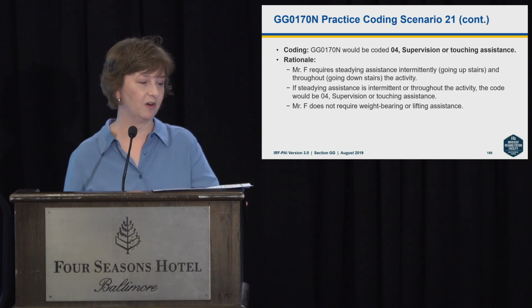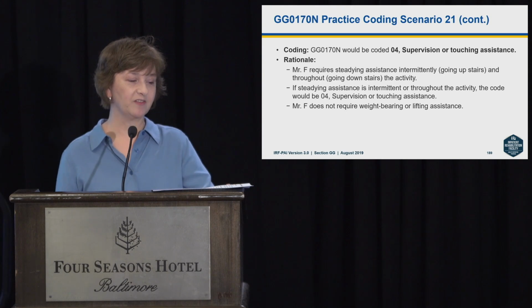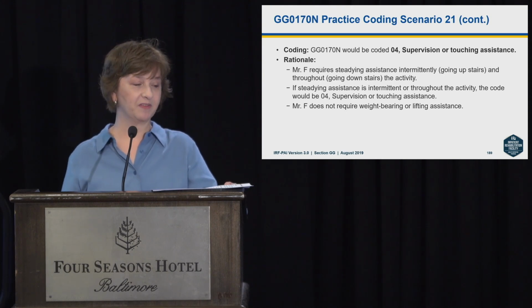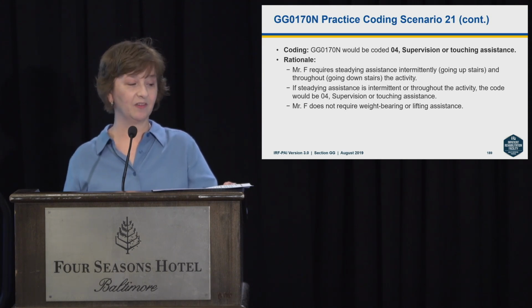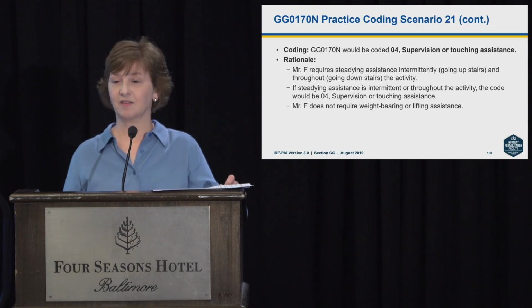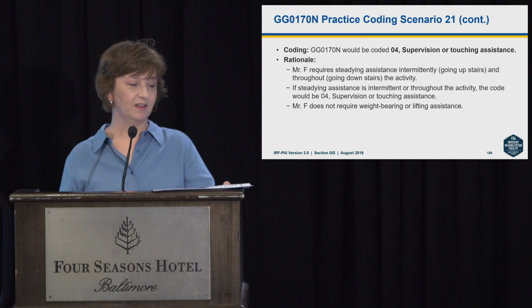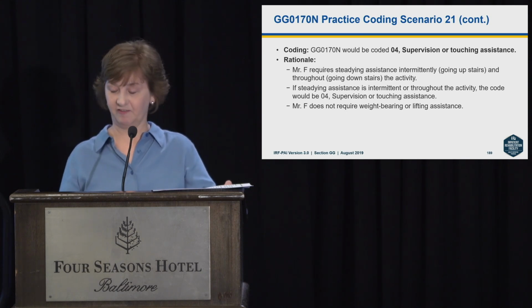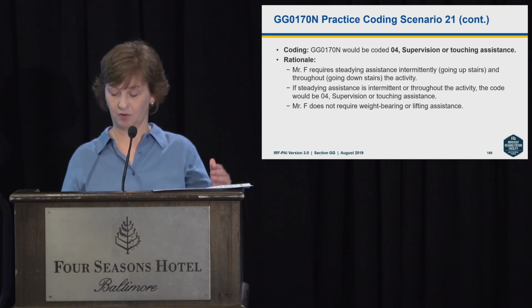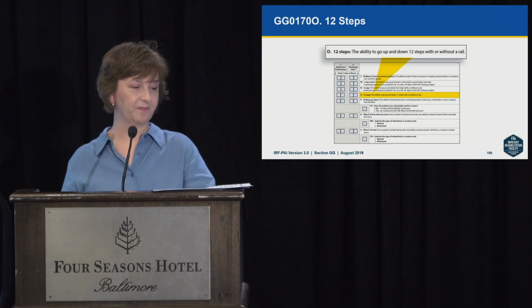Both were 04. So the rationale here: Mr. F requires steadying assistance intermittently going upstairs and throughout going down the stairs. If steadying assistance is intermittent or throughout the activity, the code would be 04. He does not require weight bearing or lifting assistance, and that's why it wasn't coded a lower level.